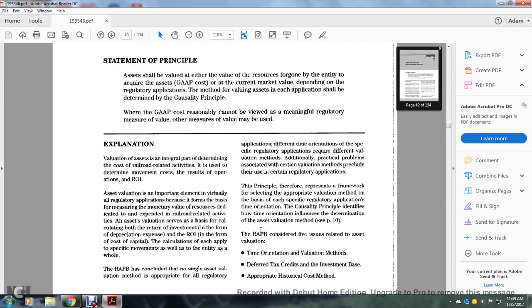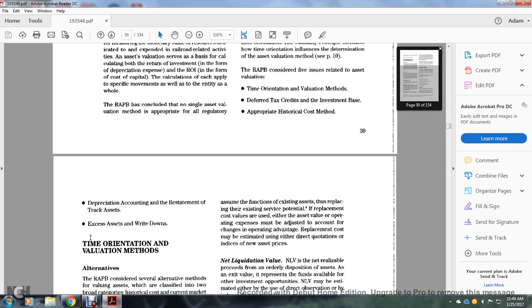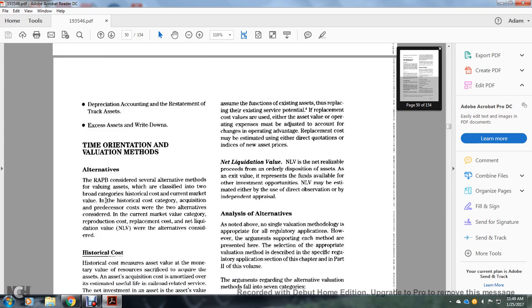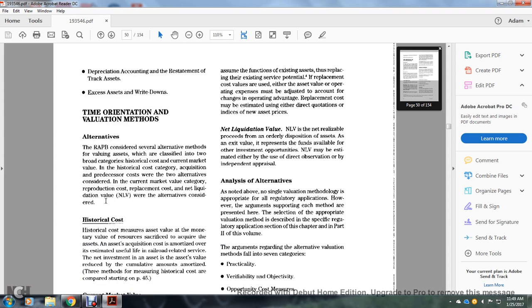See page 10. The Railroad Accounting Principle Board considers five issues related to asset valuation: the time orientation valuation method, deferred tax credits, the investment base of the appropriate historical cost method, depreciation accounting, restatement of the track assets, and assessment of excess assets and write-downs. What are the time orientation valuation method alternatives?